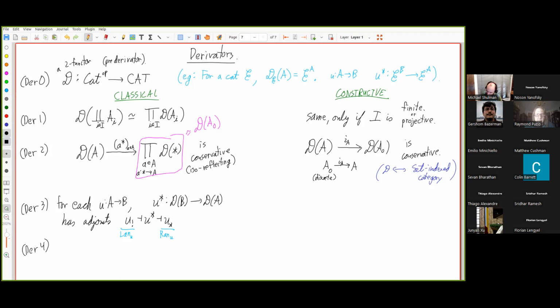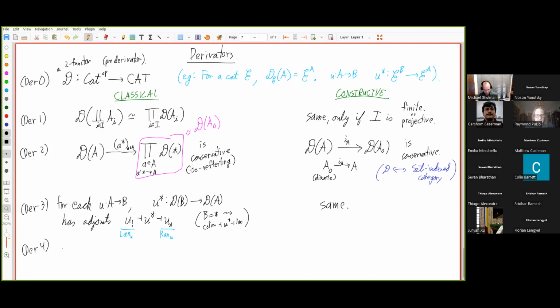In particular, in the case when B is a point, we get homotopy limits and homotopy colimits as left and right adjoints to the diagonal functor, the constant diagram functor. And this axiom requires no change at all in the constructive version. We just assert exactly the same axiom.